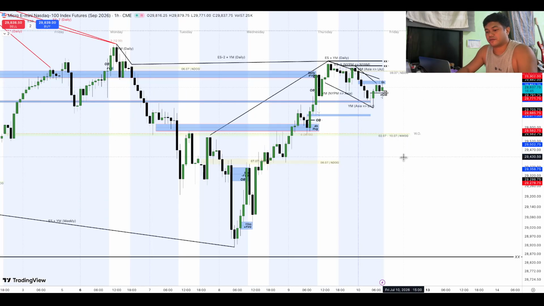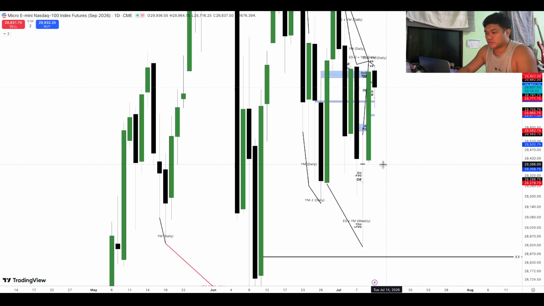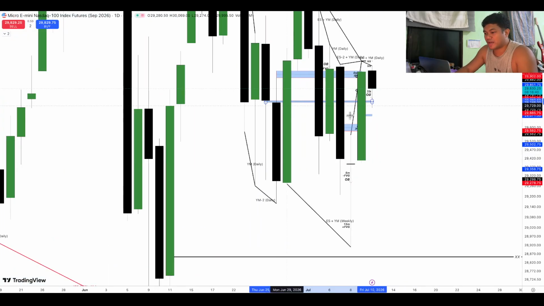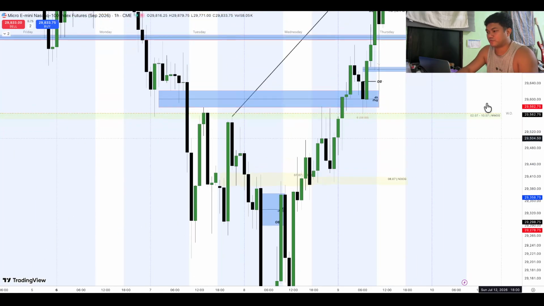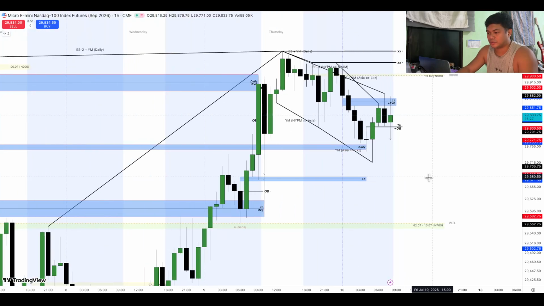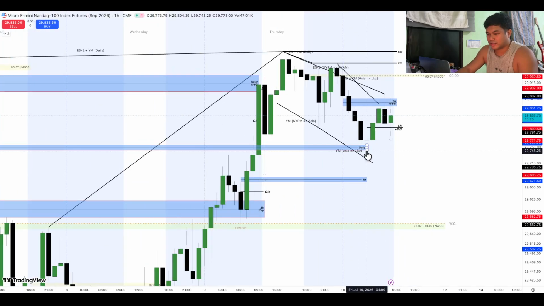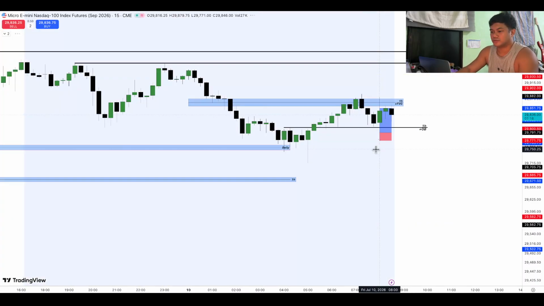But on the daily time frame, I saw this one, a volume imbalance formed way back like June 25th and June 26th. This one right here. And so I went down to the lower time frame, waiting for price to tap this daily volume imbalance during the London session.